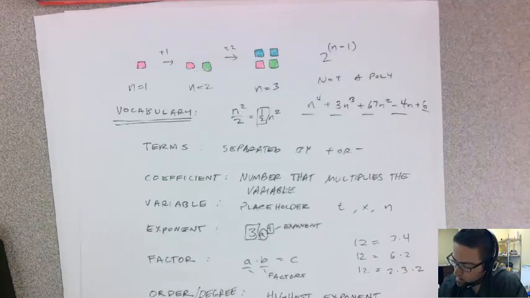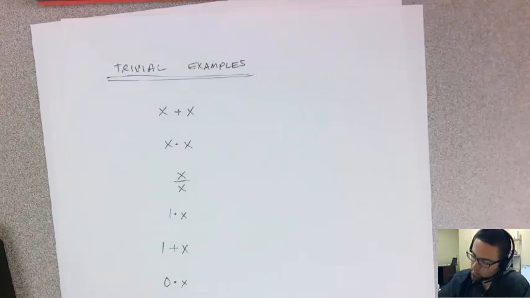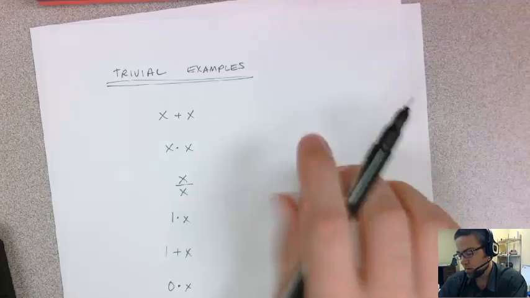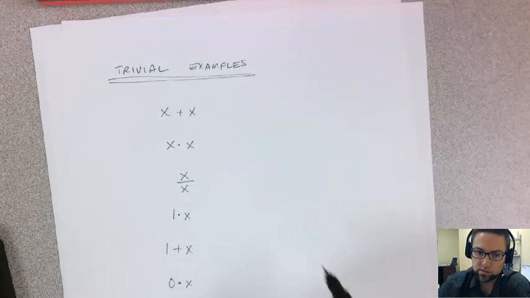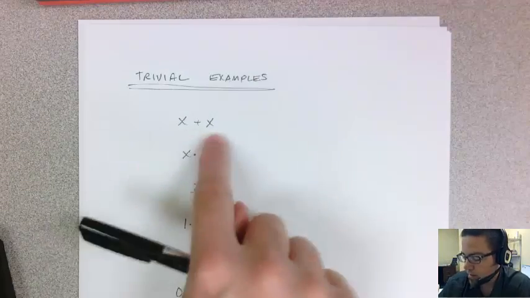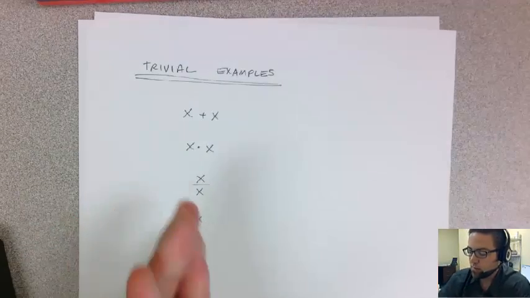So that's kind of just a quick definition of those things. Let's talk about some trivial examples related to polynomials. These kinds of things come up a lot, and a lot of students get confused on which ones represent which. If we're adding two linear terms together, we can combine them.